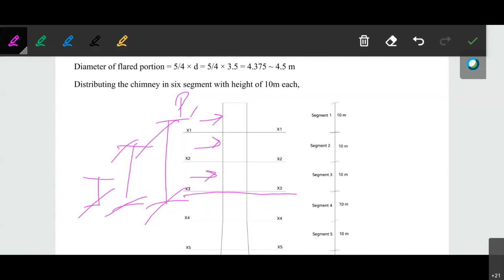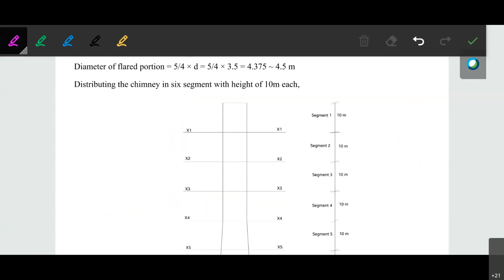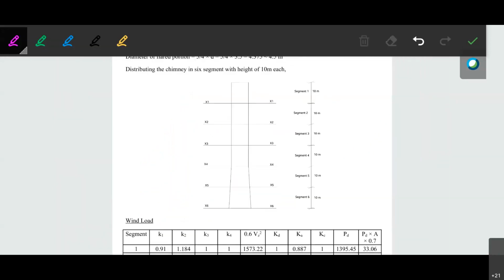The p1 distance will be 10 meter plus 10 meter plus 5, that is 25 meter. Then 10 meter plus 5 meter, that is 15 meter for the p2, and the p3 will be 5 meter. Okay, this is the distance I have to multiply with respect to the p. So similarly, calculating the overturning movement due to the wind on the east section, that is your mw, which we are going to calculate.